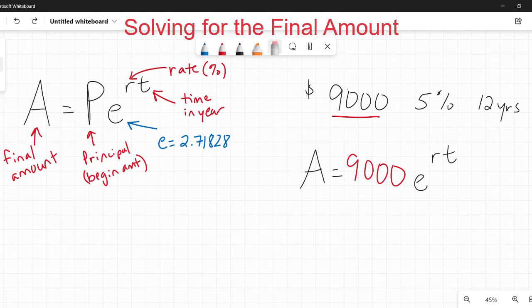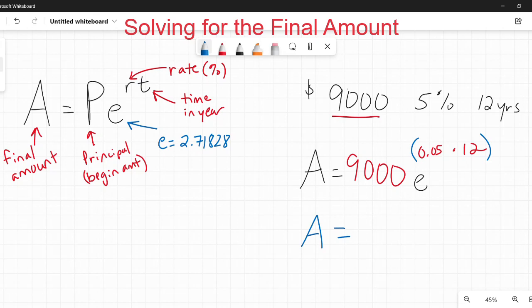Then we have our rate. I'm given the rate as 5%. I'm going to write that as a decimal, 0.05. And we're told how long this was, 12 years. So now I know that A is equal to 9,000 times e to the power of 0.05 times 12.